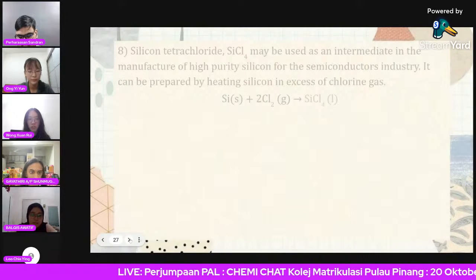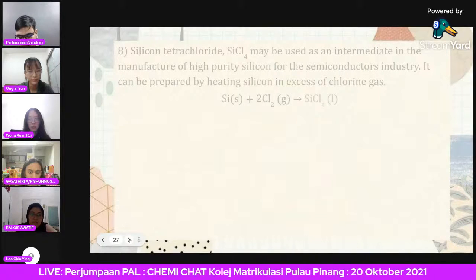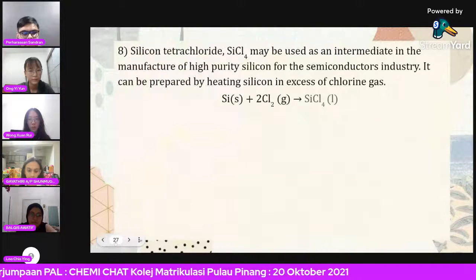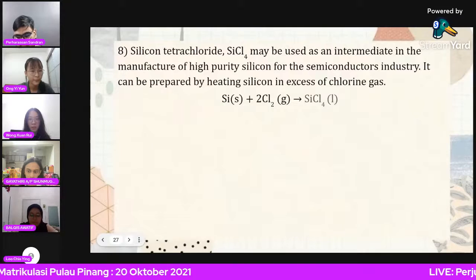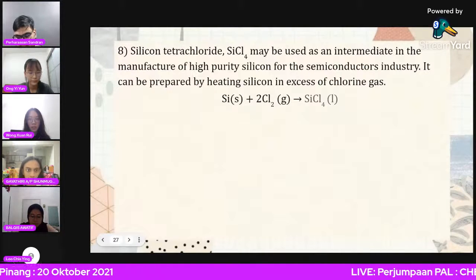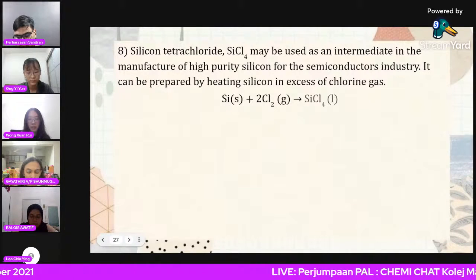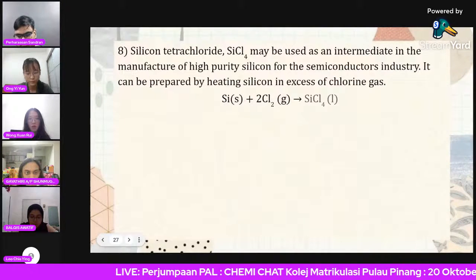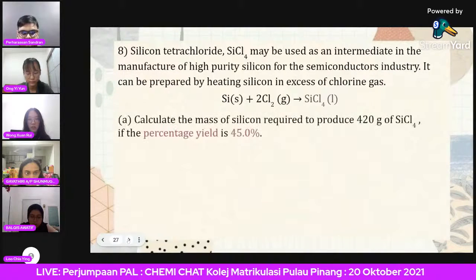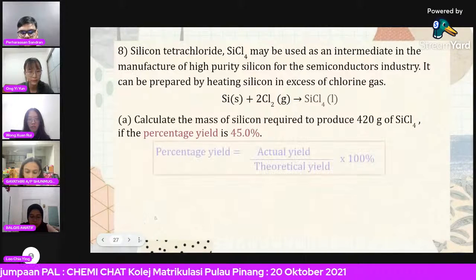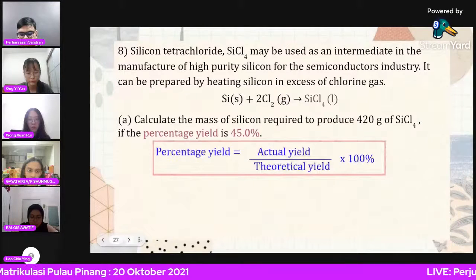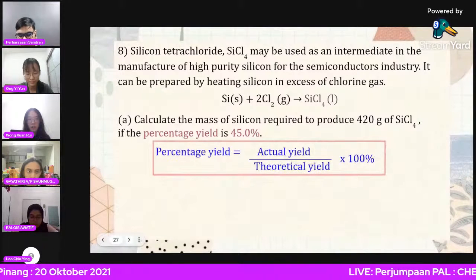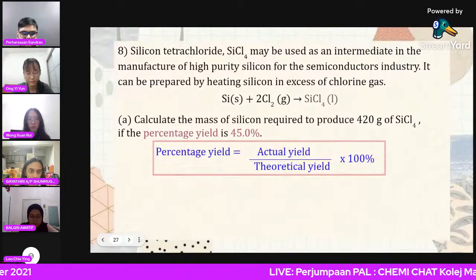Silicon tetrachloride may be used as an intermediate in the manufacture of high-purity silicon for the semiconductor industry. It can be prepared by heating silicon in excess chlorine gas. The balanced chemical equation is given below. A. Calculate the mass of silicon required to produce 420 grams of silicon tetrachloride if the percentage yield is 45%.